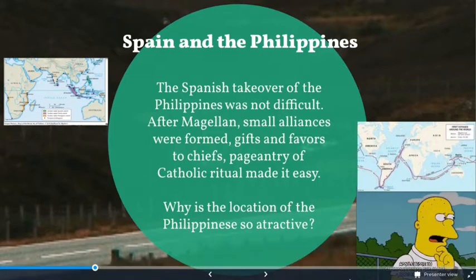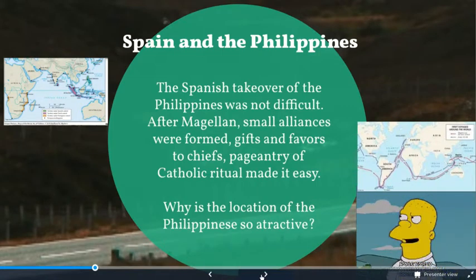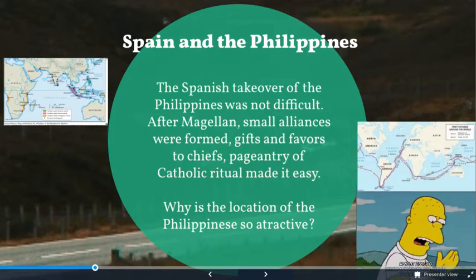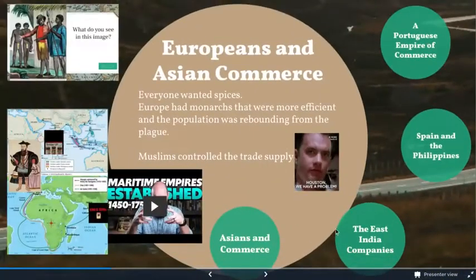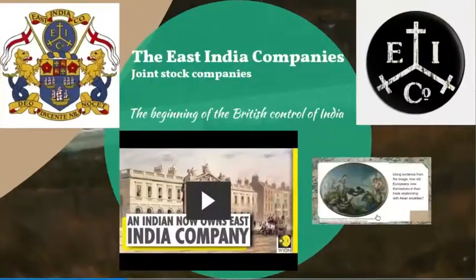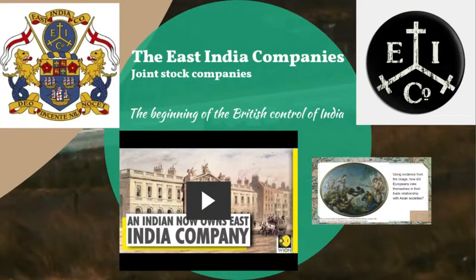So circumnavigating the globe is definitely going to be very appealing. So what are we going to have? We're going to have the East India Companies. These are joint stock companies and the beginning of British control in India.